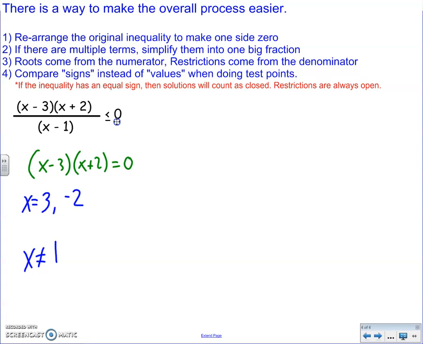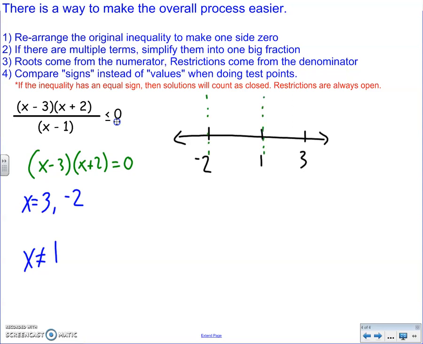Now we still draw the number line. I put everything on here. This one there's more, so put them in correct order. So negative 2 is the smallest, followed by positive 1, followed by positive 3. We're going to test something in each area. And here's how I'll do the test.